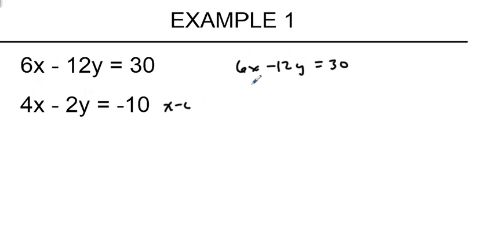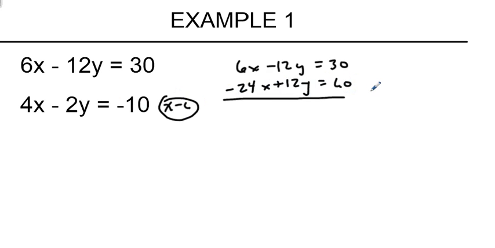I didn't touch that one. Here I'm going to multiply this one by a negative 6. So that gives me negative 24x, a positive 12y, equals, and remember here, a negative onto a negative is a positive, so that's a positive 60. And so that was step 1.